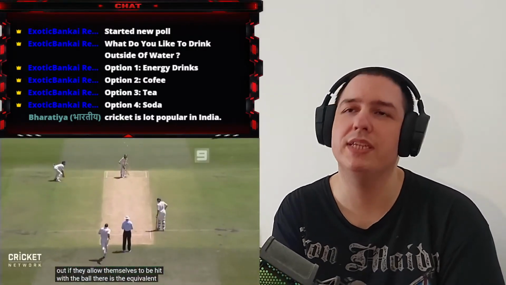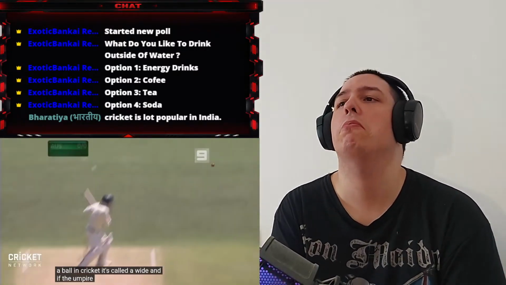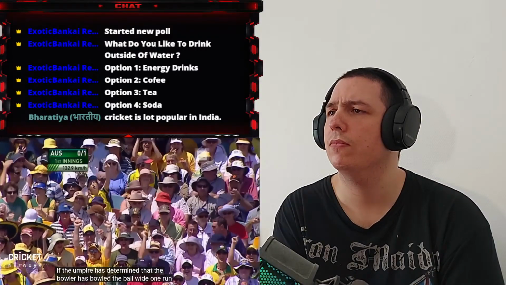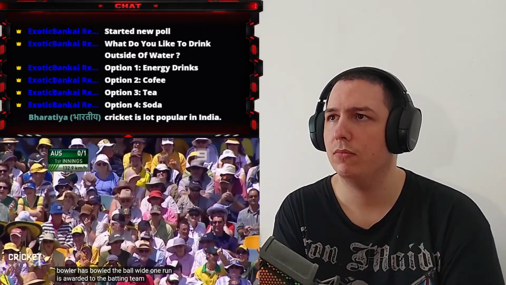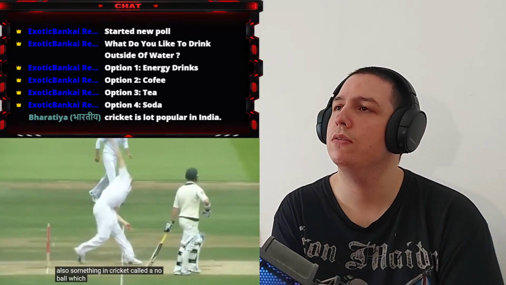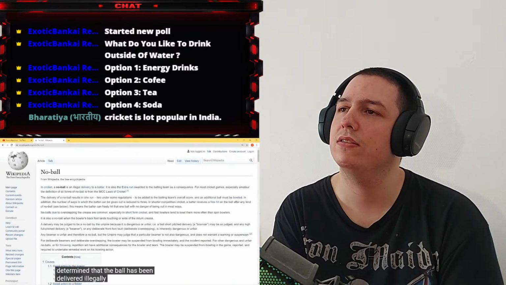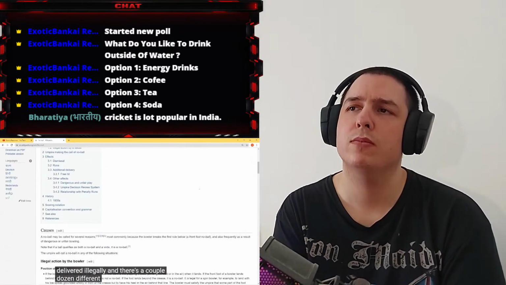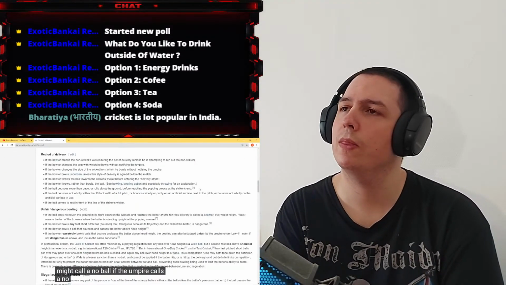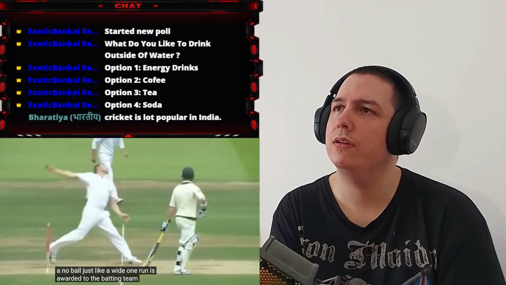There is the equivalent of a ball in cricket. It's called a wide. And if the umpire has determined that the bowler has bowled the ball wide, 1 run is awarded to the batting team. There's also something in cricket called a no ball, which is when the umpire has determined that the ball has been delivered illegally. And there's a couple dozen different reasons why an umpire might call a no ball. If the umpire calls a no ball, just like a wide, 1 run is awarded to the batting team.